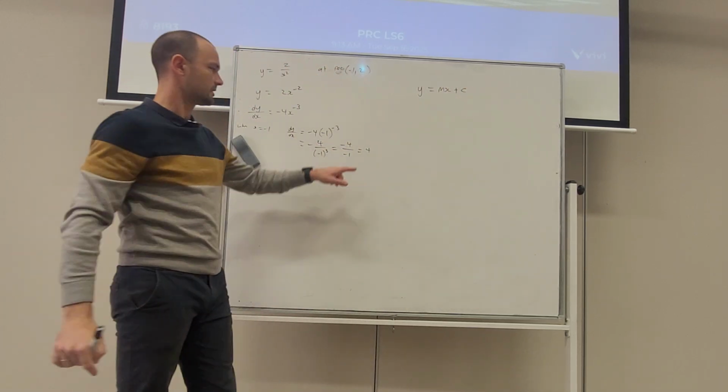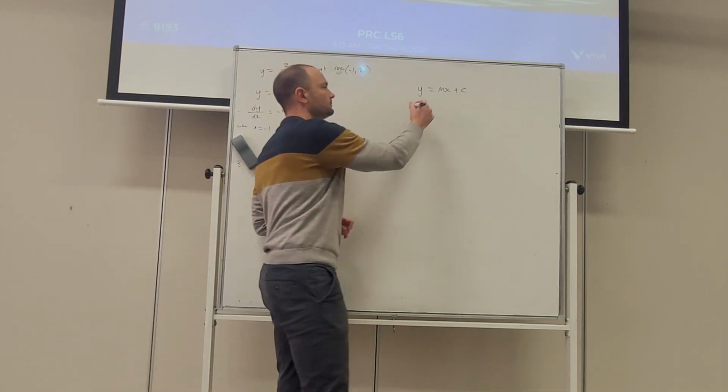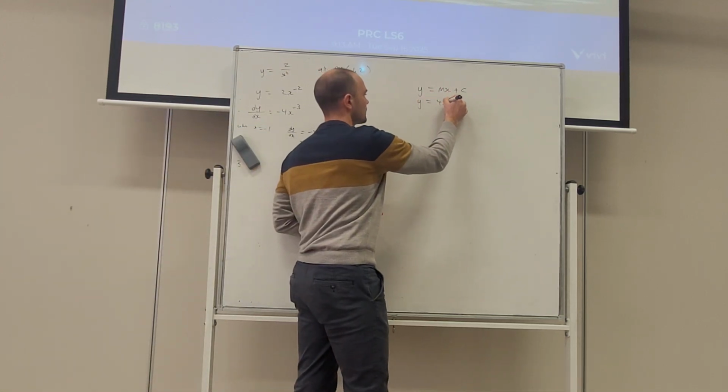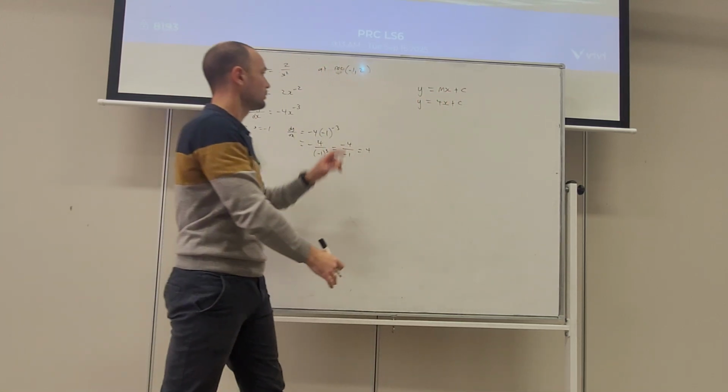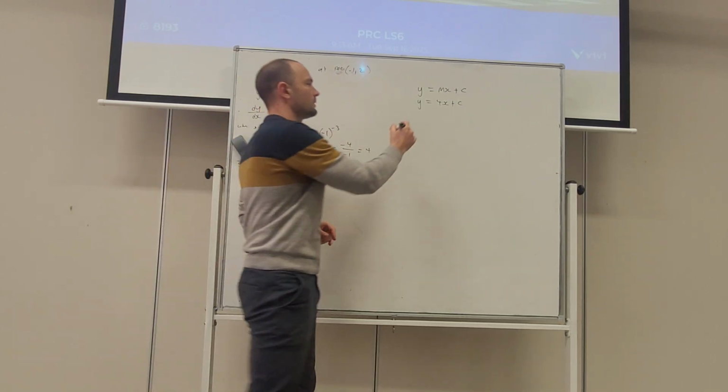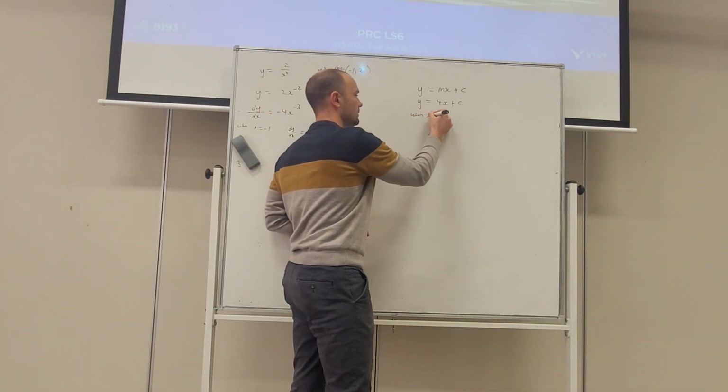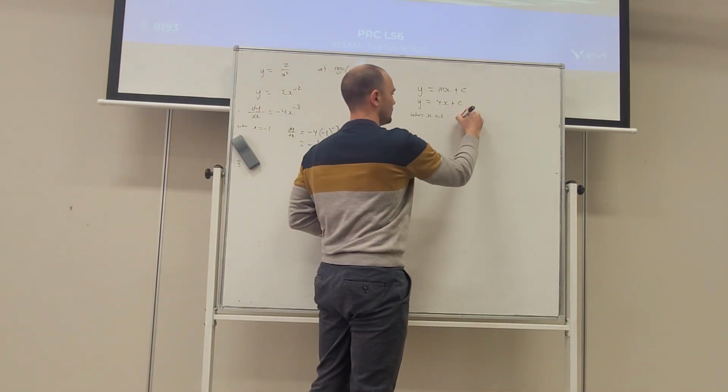with these properties. It has a slope of 4, and it passes through minus 1, 2. So we have when x is minus 1, y is 2.